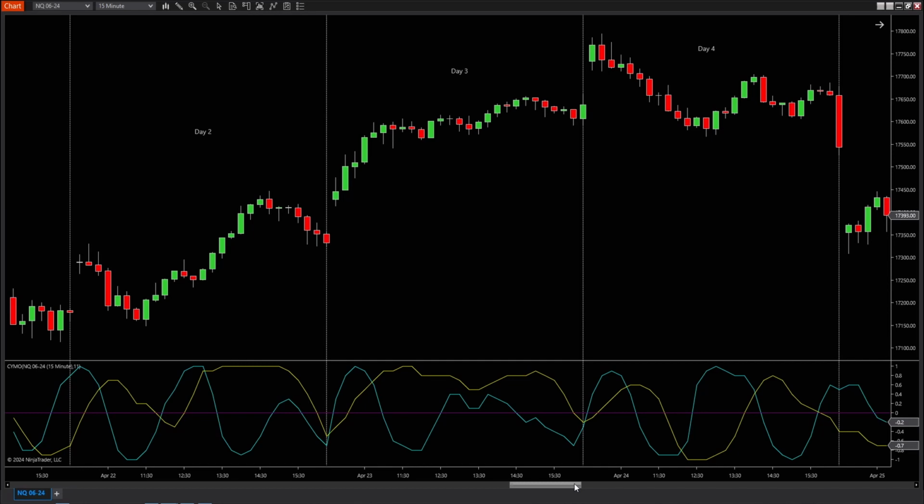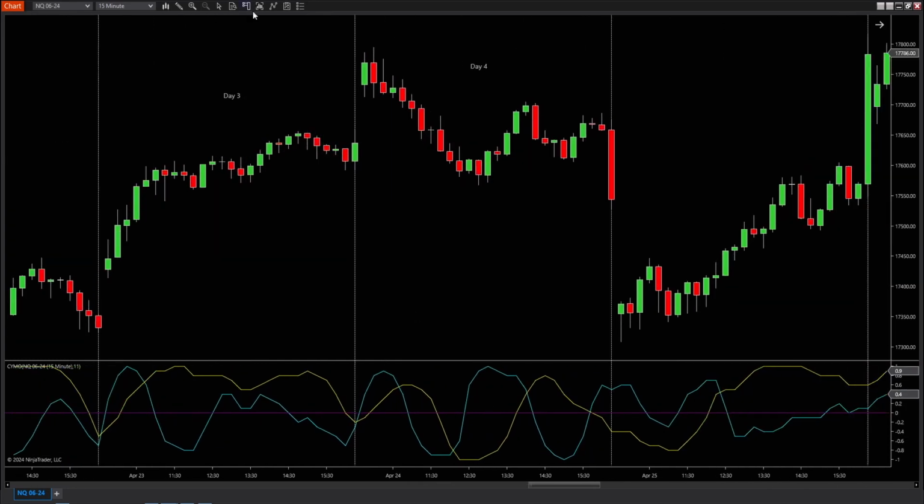Let's move on to Day 4, where a setting of 11 is applied. At 9:45 a.m., both the cyclic, cyan line, and momentum, yellow line components crossed the zero line. Shortly after, the cyclic component crossed under the momentum, signaling a robust short setup. This is an essential cue for traders looking to capitalize on downward market movements.